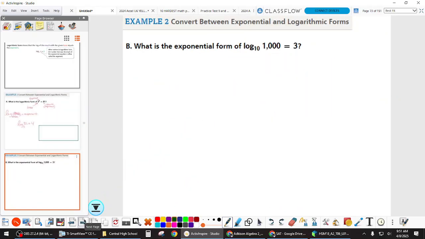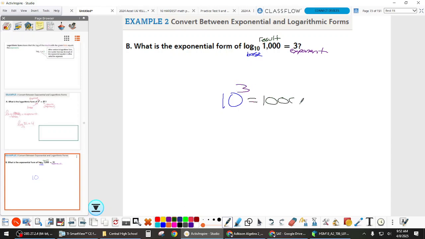So let's do another one. It says, what is the exponential form? So now we're going back the other way. Let's identify the pieces. 10 is the base. It's down below. We call that subscripted. 1,000 is the result or the argument, and 3 is the exponent. Okay? So in exponential notation, this would be 10 to the third equals 1,000. Which, hopefully you kind of know, 10 to the third is 1,000.